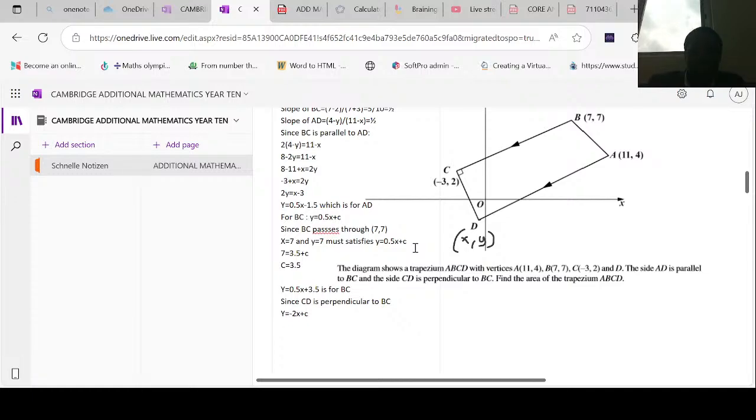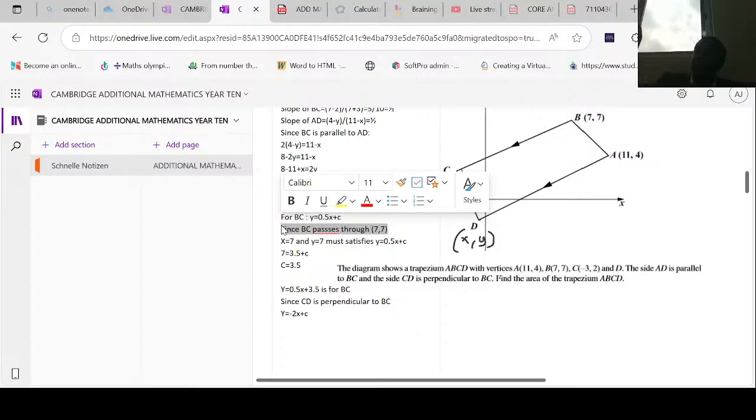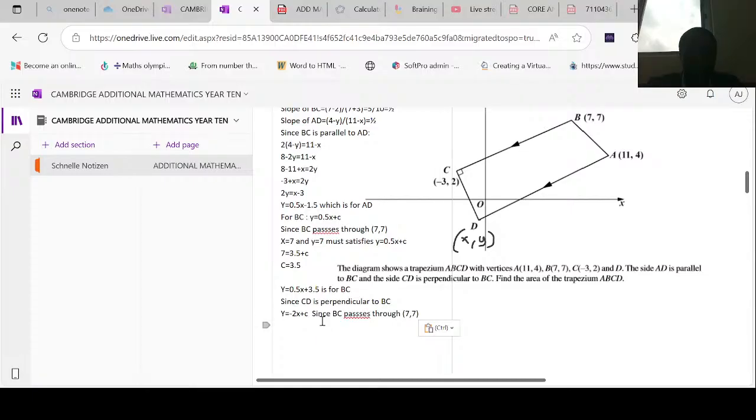So since it passes through, I'll just copy this statement. You can see that whenever it passes through a point, it enables us to find either the coordinate or a constant or whatever. Please take note. Let me go, which is for CD, right? Since CD passes through one point, one point is enough for us. Since CD passes through (-3, 2), you see it?